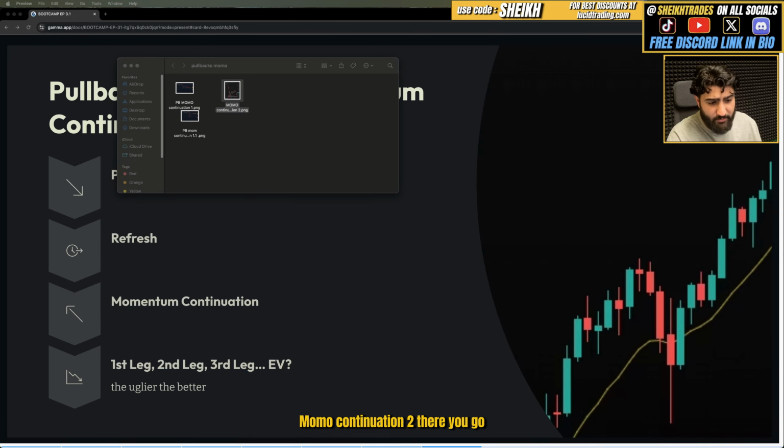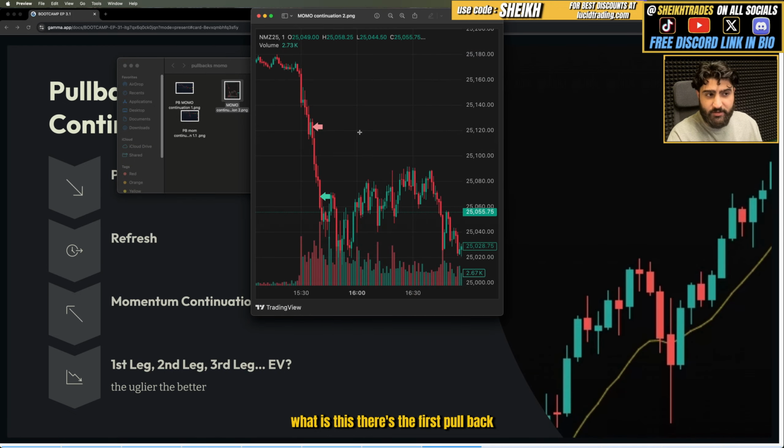Second example, Momo continuation 2. There you go. What is this? There's the first pullback. I missed it. And you could see I'm not chasing it here. I chase it right here. And one thing which is unfortunate, I remember that day I was only in with half size because I was hoping for a rollover so I can add more.